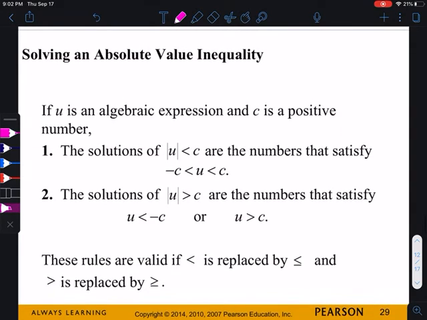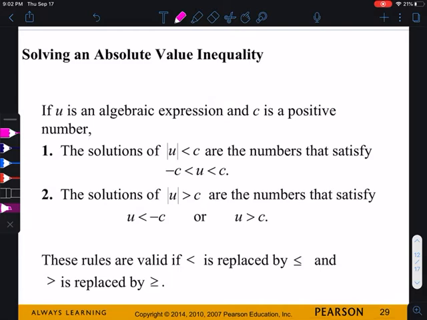The other type of inequality we're going to look at solving is our absolute value inequality. Very similar to our absolute value equation, where we had two bars, we had two problems, but now we have a little bit more to look at in terms of when we split it into those two problems. It says if u is an algebraic expression and c is a positive number, if you remember when we did those absolute value equations, we said that the distance from 0 has to be positive. So we're still looking at c being a positive number.